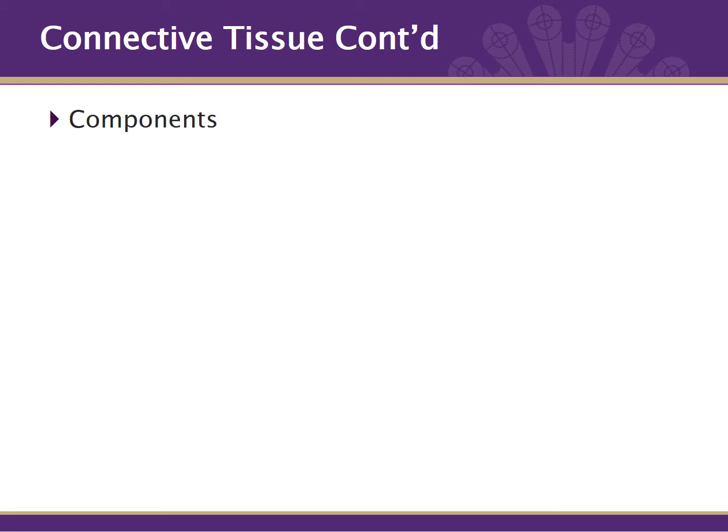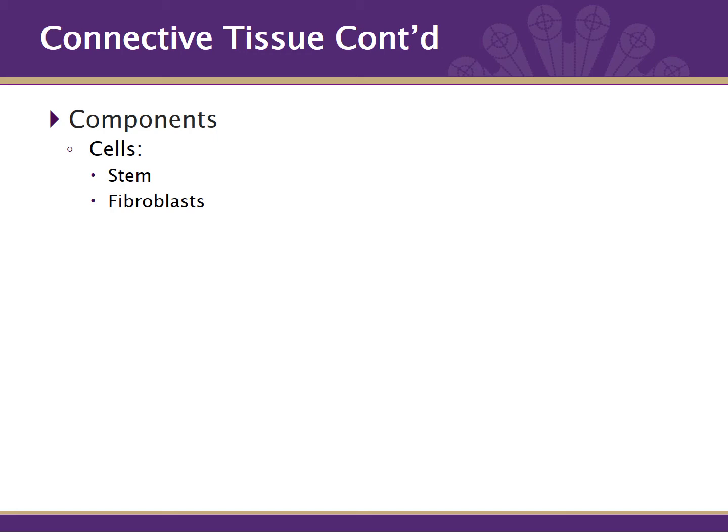So, the components of connective tissue. Connective tissue has two primary components, cells and matrix. There are a number of different cell types found in connective tissue. Stem cells are the basic building cells and will become whatever type of cell is specialized for that tissue.